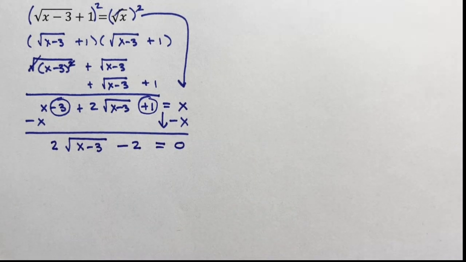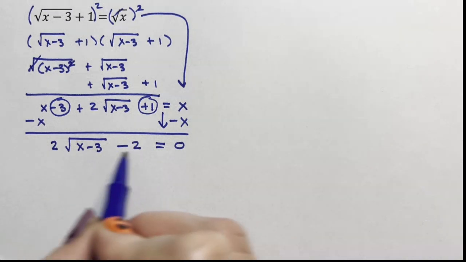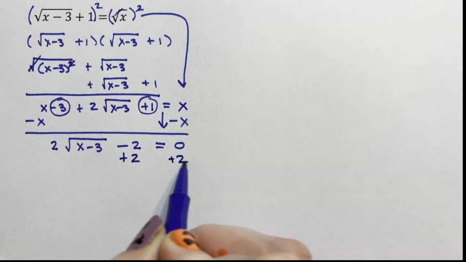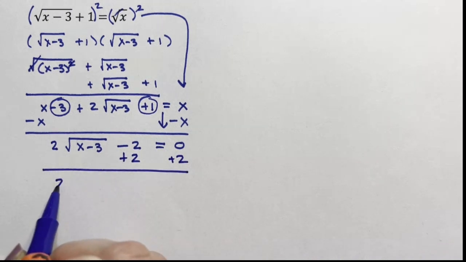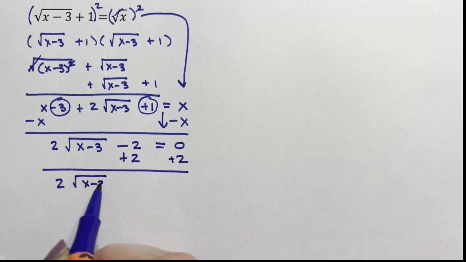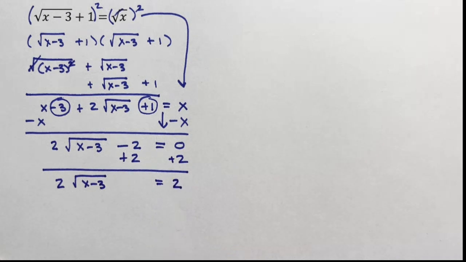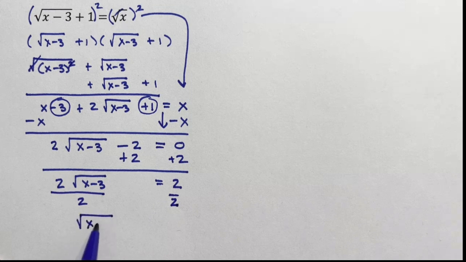So, bunch of stuff happened there. You might want to pause, look it over, make sure you followed all the steps. I'm going to add this 2 over. 2 times the square root of x minus 3 equals 2. And then, because this is times 2 and this is a 2, I'm going to divide by 2. So that I have the square root of x minus 3 equals 1.